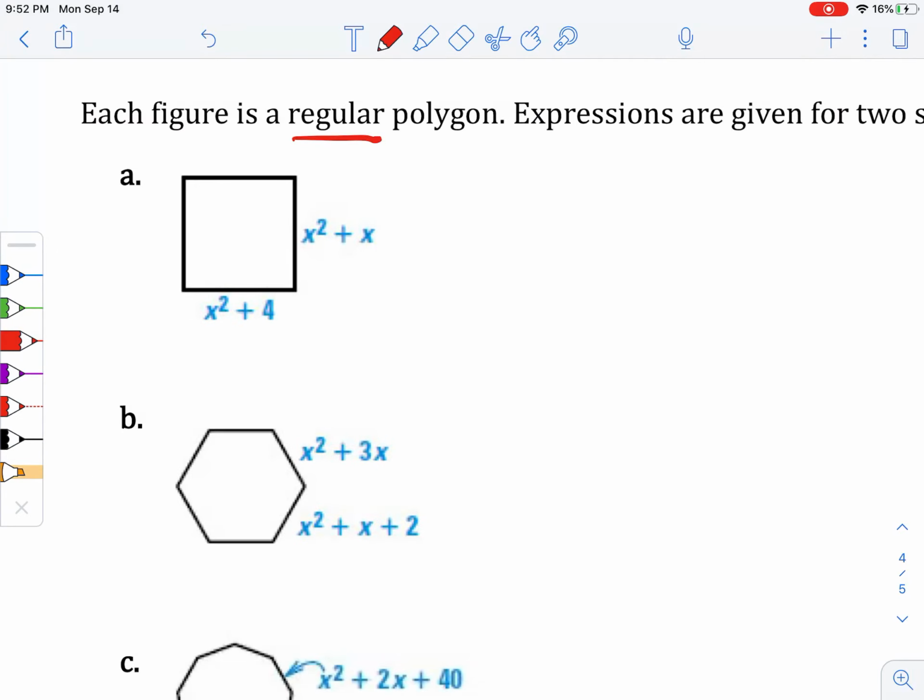So x squared plus x is one side and x squared plus 4 is the other side. So I'm just going to go ahead and set these equal to each other. Don't let those x squareds daunt you here. If I want to get everything over to one side, when I subtract x squared from both sides, it's just gone. And I'm left with x equals 4. Since I don't have to plug it back in, I'm done.